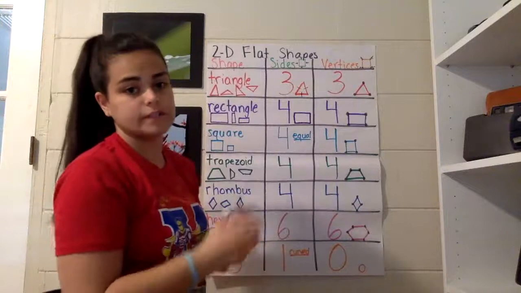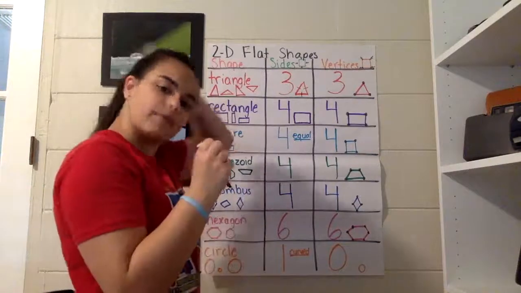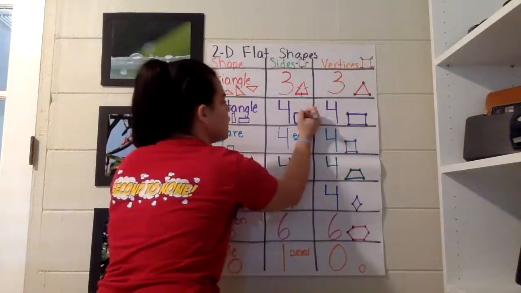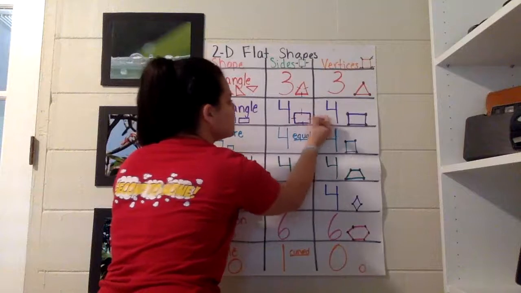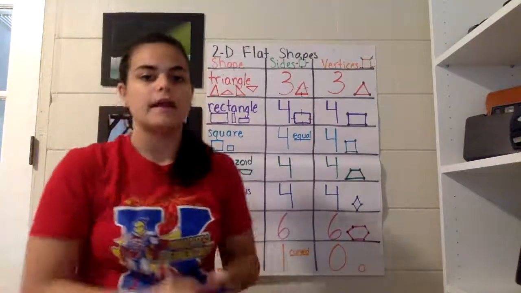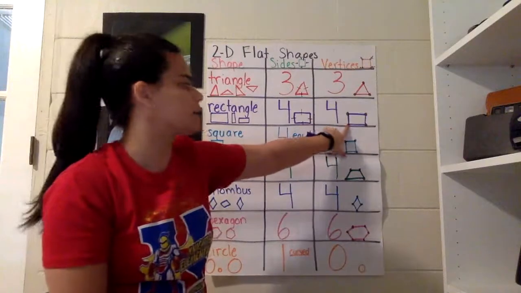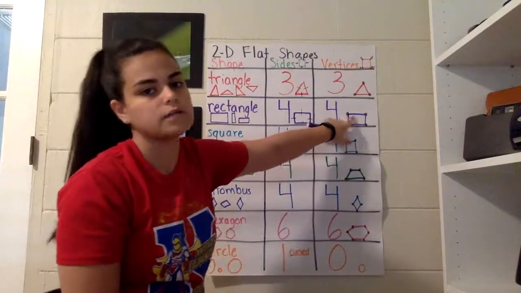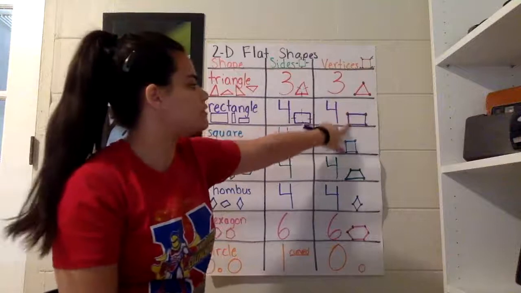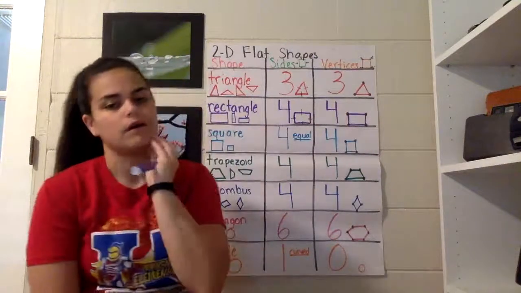Let's count the vertices. Ready? I'm going to make those little lines and we're going to count them. 1, 2, 3, 4. And now same with the vertices. You can kind of see those little dots on those corners. And it's got 4 vertices. 1, 2, 3, 4.